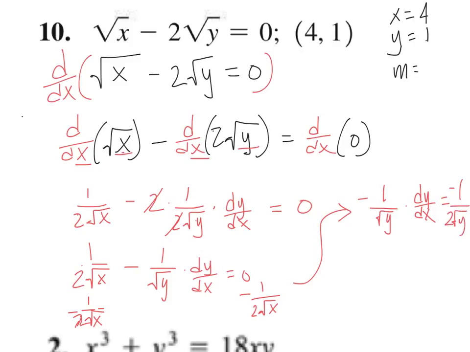Now, to solve for dy dx, I know I have a fraction here, so I'm going to multiply by its reciprocal. I'm going to multiply by negative square root of y over 1 and multiply this by the square root of y. Oh, and this should be x over here, sorry. That's an x, folks. So now I've got my derivative, dy dx, is equal to negative square root of y divided by 2 times the square root of x. And this is my derivative.